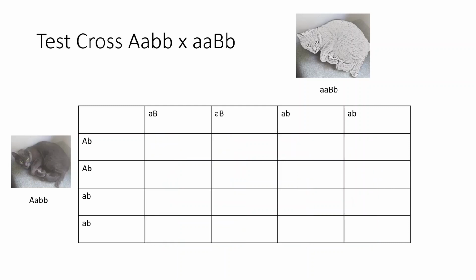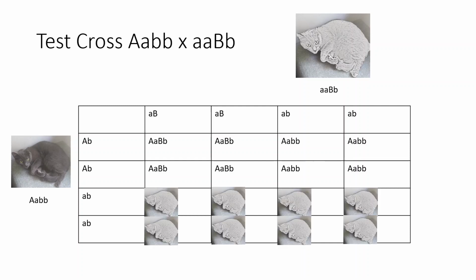So now a test cross between a gray cat and a not gray cat, with both dominant. One has dominant for one gene and one has recessive for the other. Now the results from that cross.